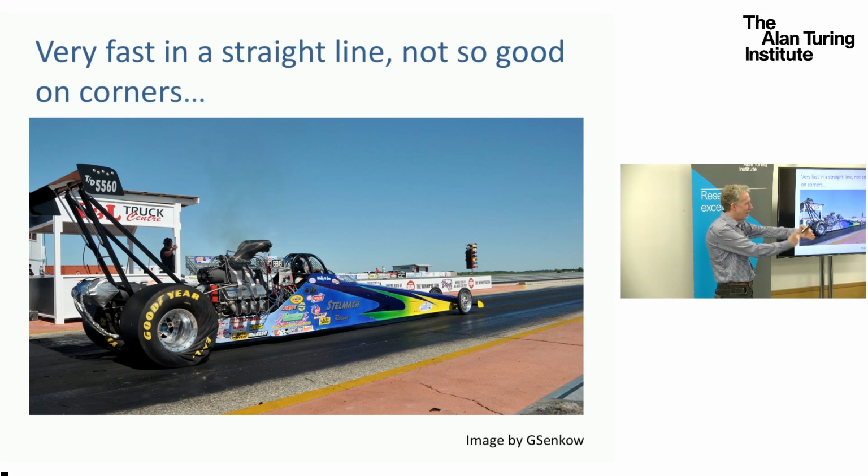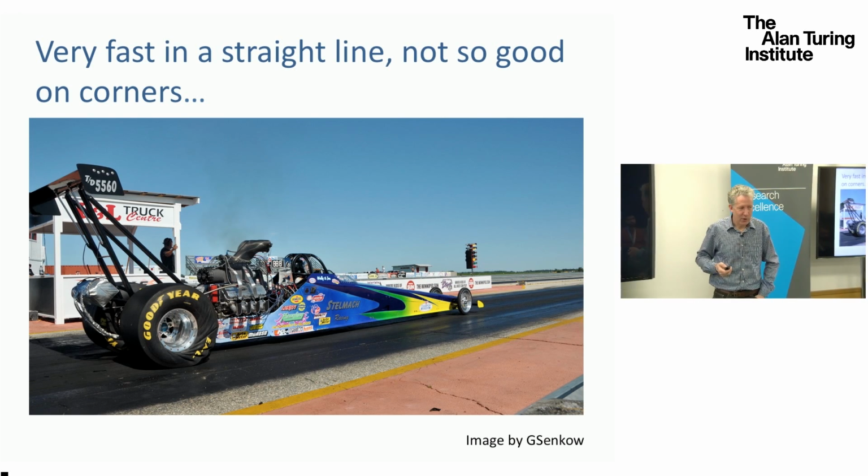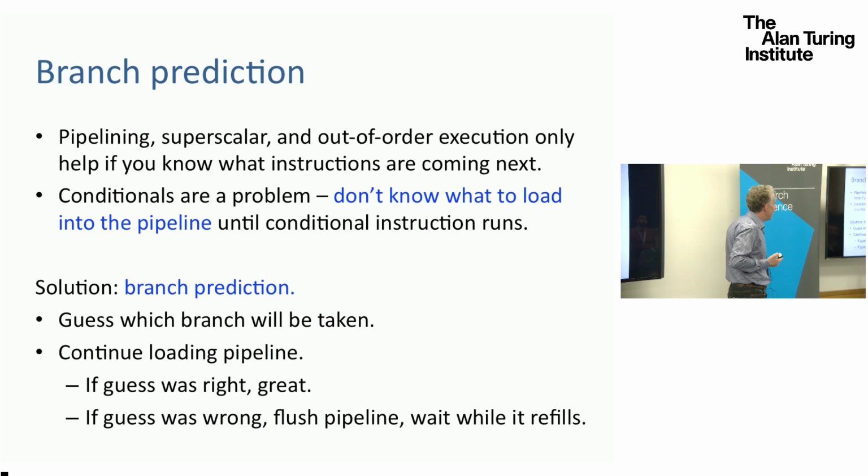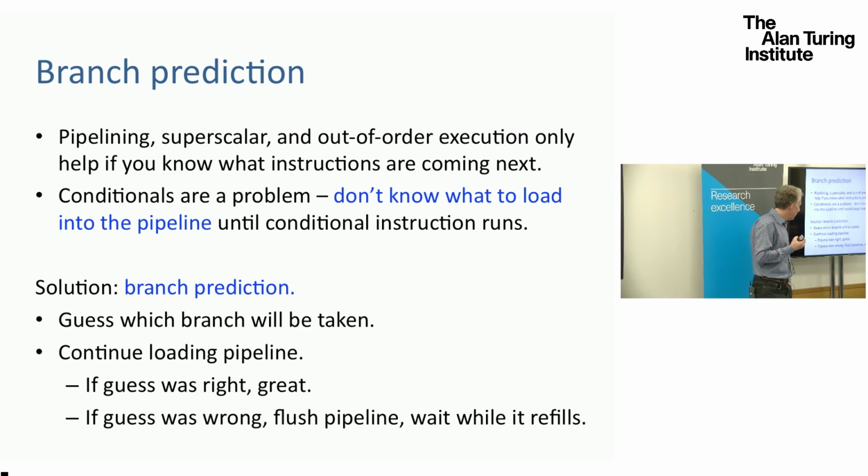We can load stuff in with our long pipeline, we can keep all those execution units busy, and we can go really fast in a straight line. But if we don't know where we're going next, what do I load in my pipeline? Don't know. It depends on the result of that if statement. I haven't calculated it yet. So to make modern CPUs go quick, the first thing they do is a thing called branch prediction. And so what they do is they guess which branch is going to be taken next. And exactly how they guess we'll come back to in a little while. But for now, just assume they guess, and they mostly get it right.